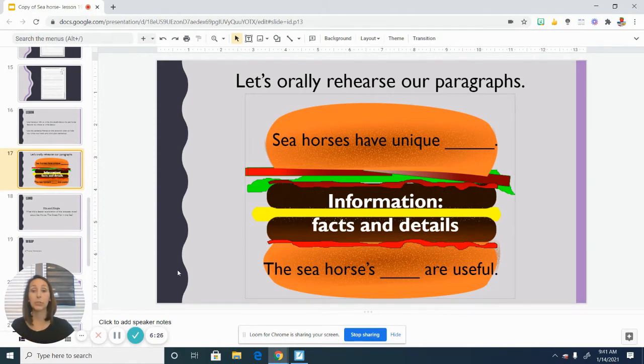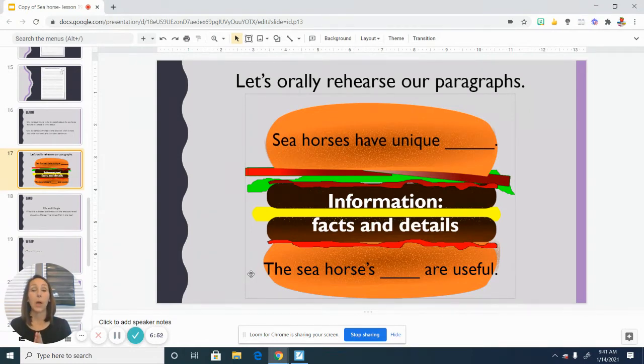And then our conclusion basically restates and reflects on the topic sentence. So it's not the exact same words, but it's very similar. It's a very similar sentence that is basically saying the same thing in different wording. And that's how we just kind of wrap up, put the bow on our paragraph and wrap it up.